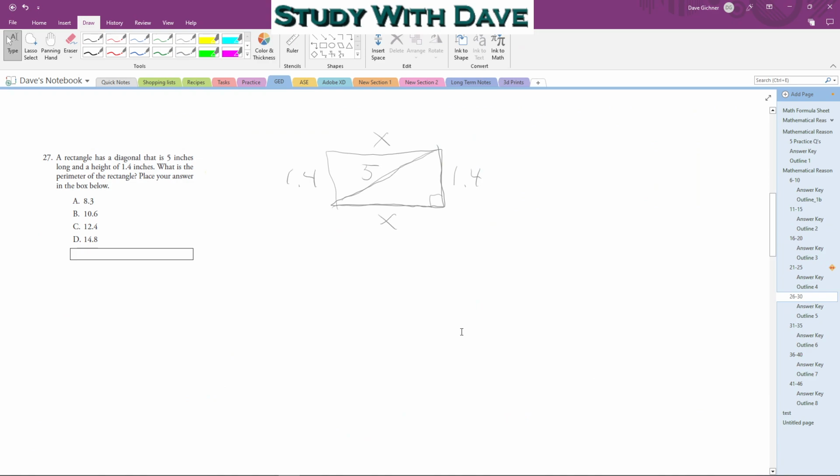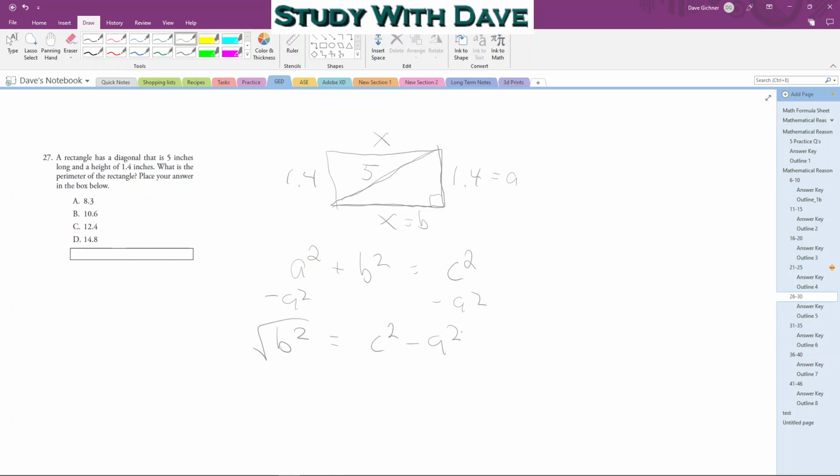So let's get started here. So remember, Pythagorean's theorem is a squared plus b squared equals c squared, where c is the hypotenuse. And a and b, we'll say that 1.4 equals a, and x will be equal to b. So we know a and c. So let's get b by itself. If we subtract a squared from both sides, it'll look like b squared equals c squared minus a squared.